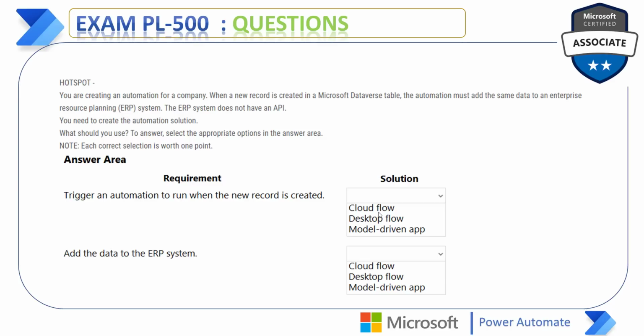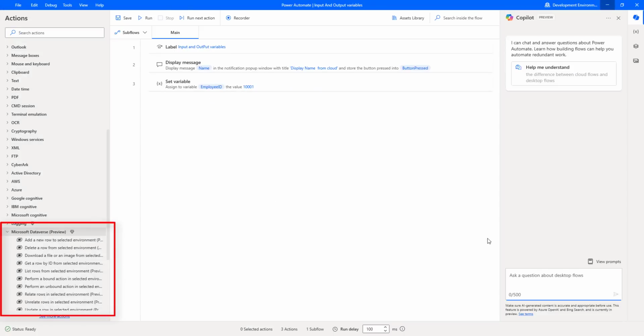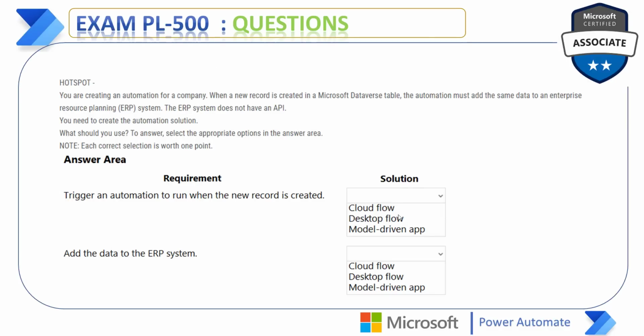But I will tell you one more thing over here. Recently, Microsoft Power Automate desktop has integrated with Microsoft Dataverse. There you can see I have actions such as add a new row to the selected environment, delete a row from the selected environment, download, and many more actions available when you work with Microsoft Power Automate desktop with Microsoft Dataverse. In that case, why can't we use it? Because these things are not for the triggering part. In that case, I'm going to use cloud flows as the best solution.